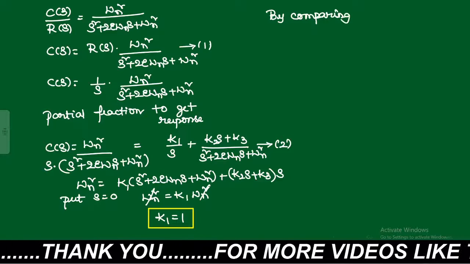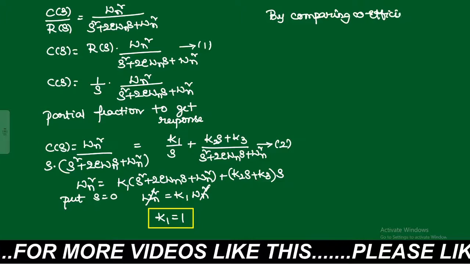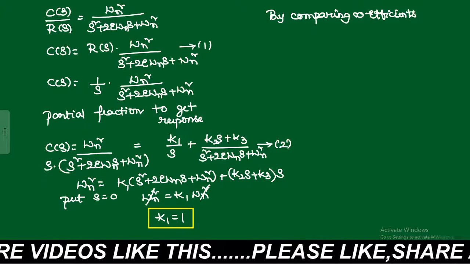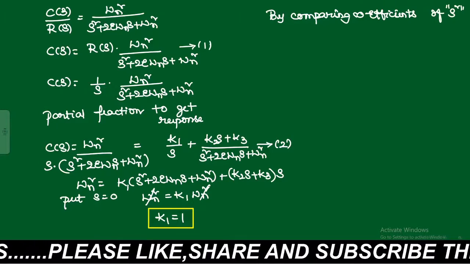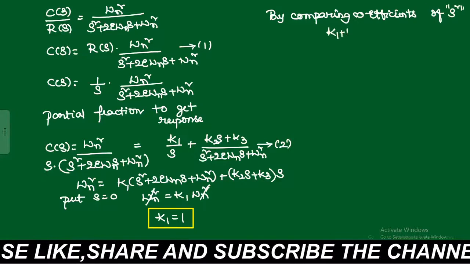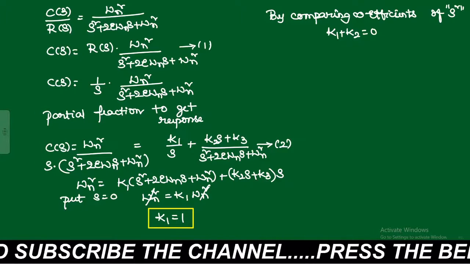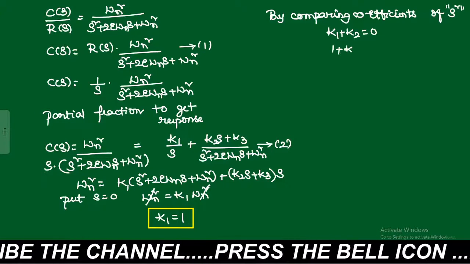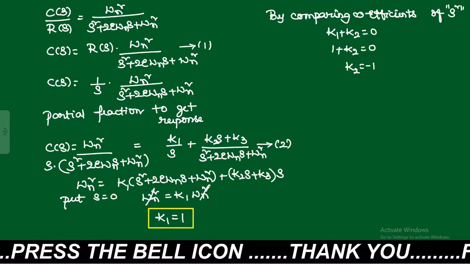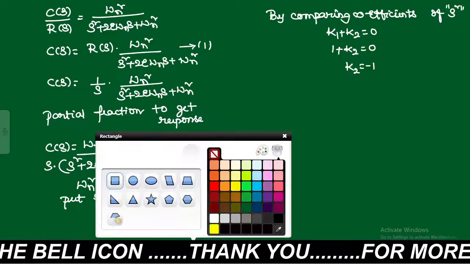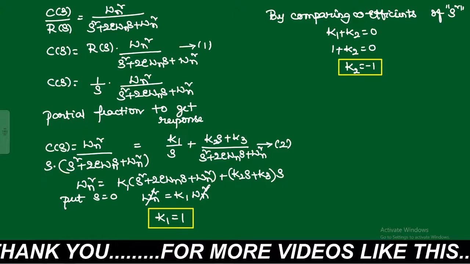So by comparing the coefficients of s square, we can write k1 plus k2 is equal to 0. Whenever you compare the coefficients of s square, we already know k1 is equal to 1, and the k2 value you are going to get is equal to minus 1. So k2 is minus 1. Now you have the k1 value and the k2 value.